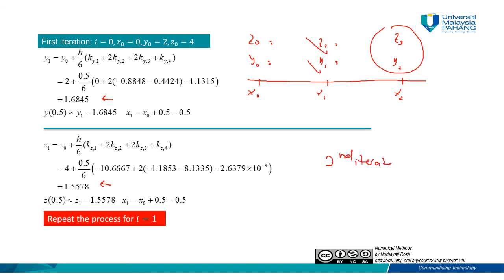Second iteration, that means i equal to 1. So you need to start the process again. Start by calculating k1y, k2y, k3y, k4y. Then continue with k1z, k2z, k3z, k4z. Then you can get the values for y2 and z2.